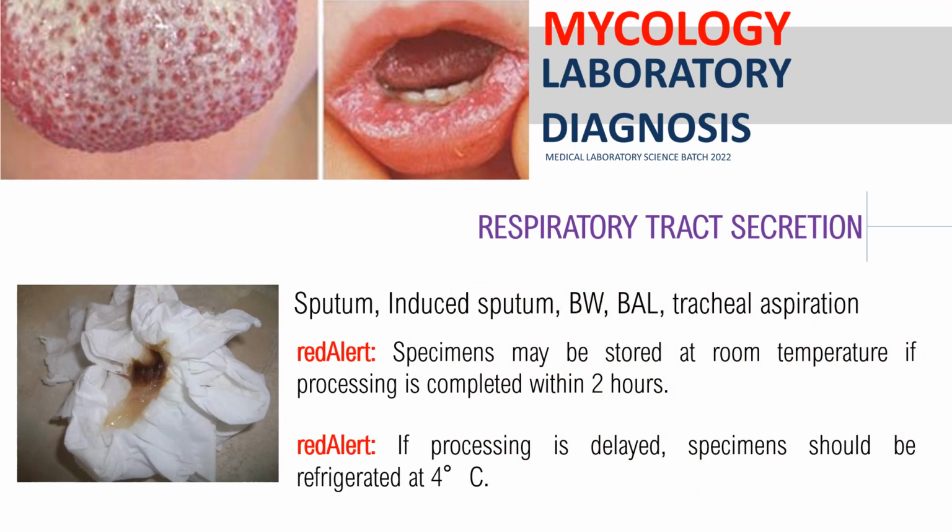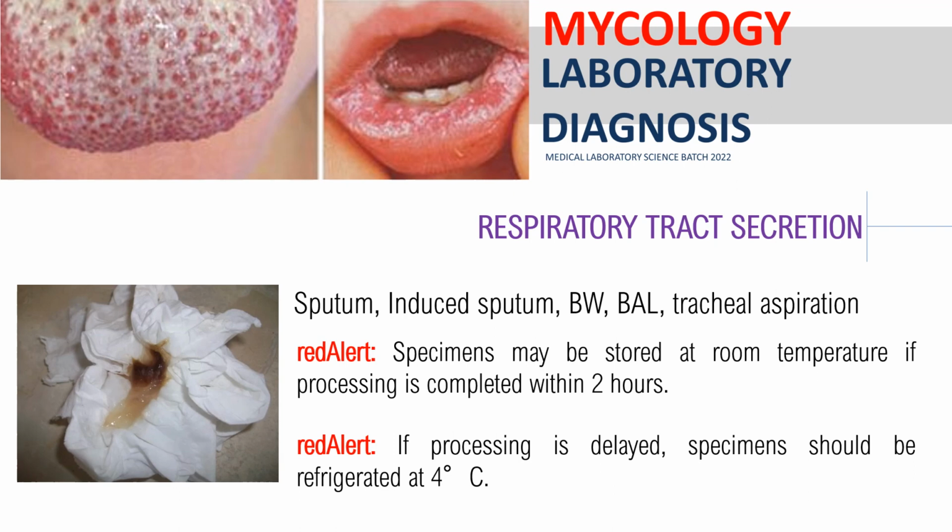So the first clinical sample, class, that we will discuss is respiratory tract secretion. Under this one is sputum, induced sputum, BW stand for bronchial wash or washing, BAL your bronchial alveolar lavage, and tracheal aspiration. According to Baylis and Scott, class, and other reference book, respiratory tract secretion is one of the most common clinical sample that we receive in microbiology laboratory for fungal identification.